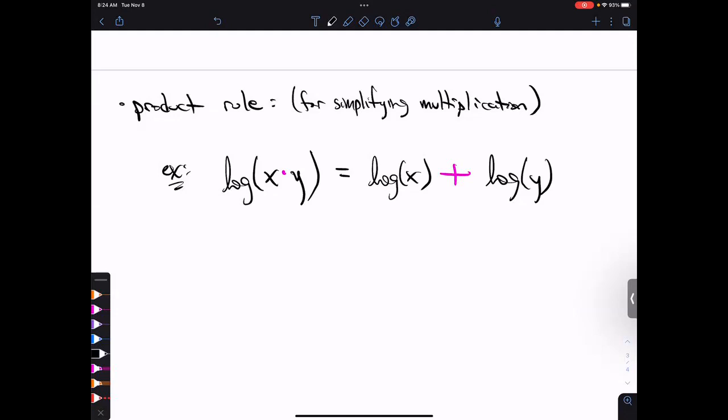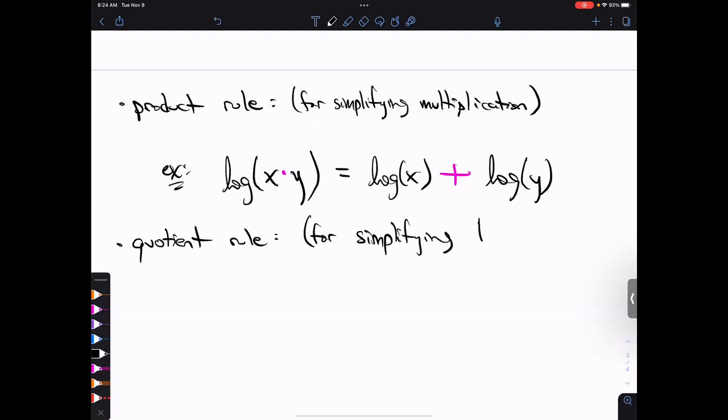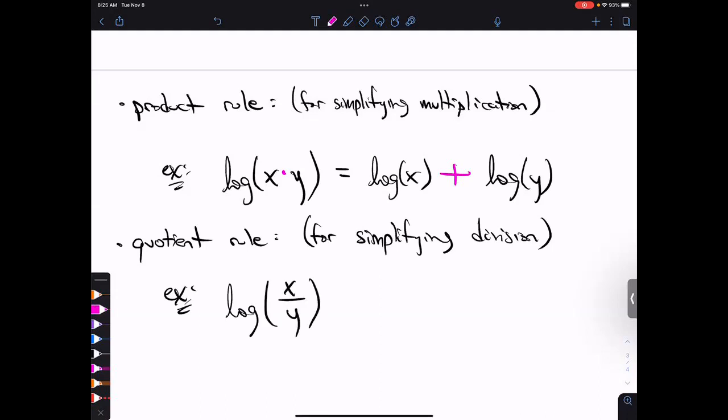The same but opposite thing is true for a quotient. For simplifying division, this would be like the second thing that we looked at a minute ago. The log of x divided by y is the log of x minus the log of y.